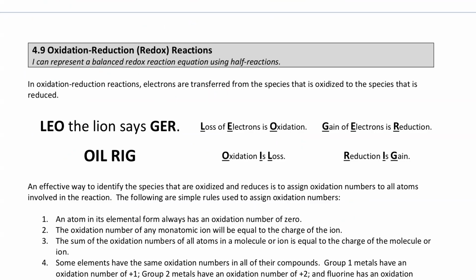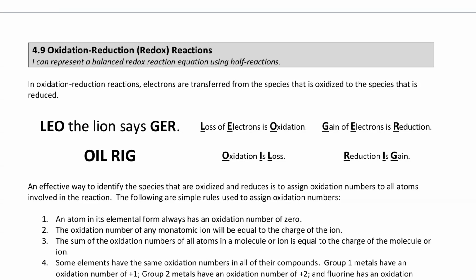4.9 is oxidation reduction reactions, or redox. Again, this is just an introduction. What you need to be able to do at this point with redox is represent a balanced redox reaction using half reactions. Okay.